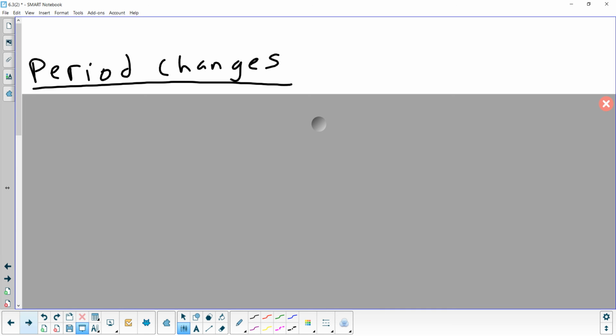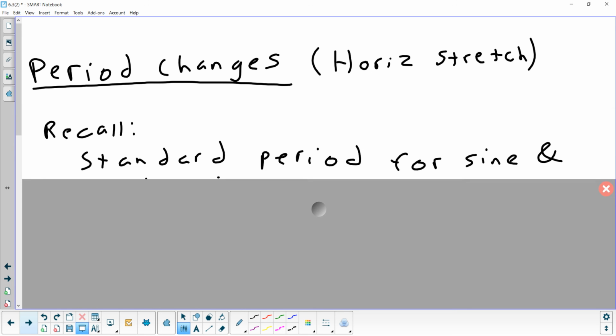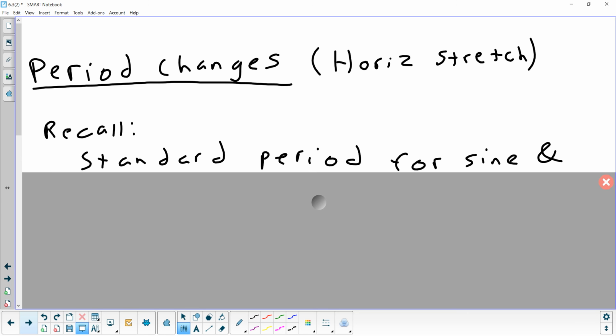All right, so the last transformation that we're going to look at before we do multiple, which will be tomorrow, is a period change. Period change is just another name for a horizontal stretch or compression. Up until now, we have not altered the length of a cycle in every problem we've done.